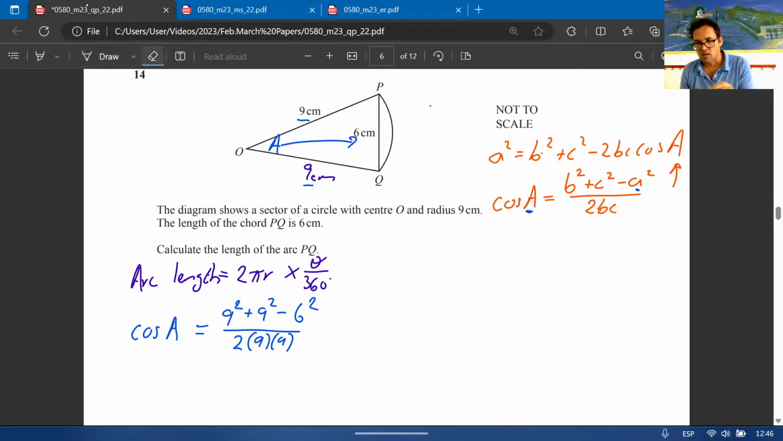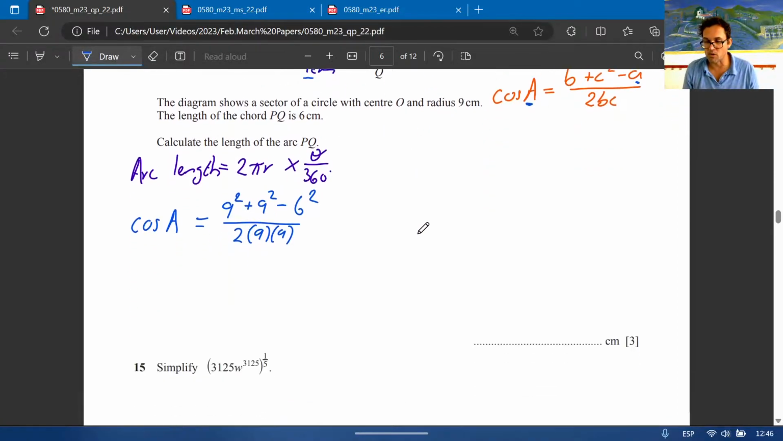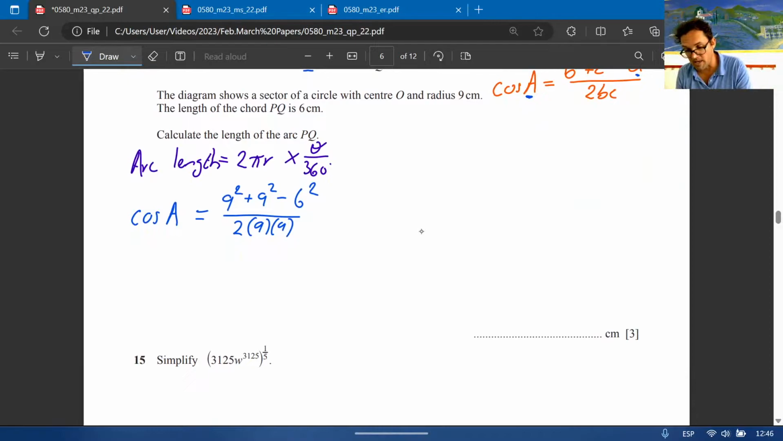Okay. Now, before I put this into my calculator, I want to show you what we are going to do, because that will give us cos A. We don't want cos A, we just want A. So it means we need to move the cos to the other side. And that will be the inverse of cos. Okay, and this is what I'm going to put into my calculator.